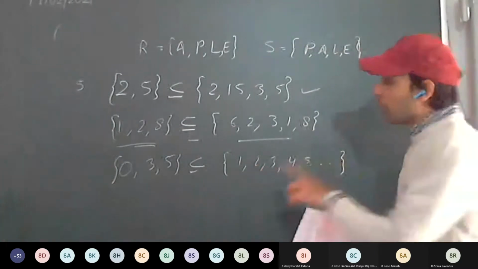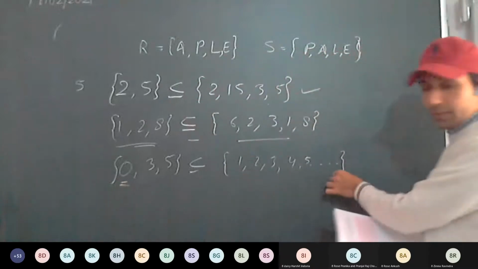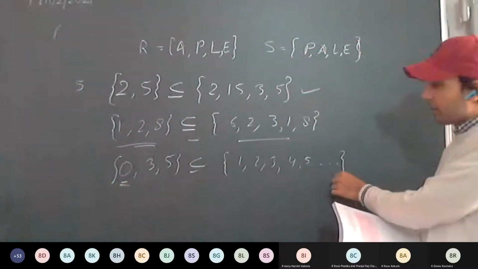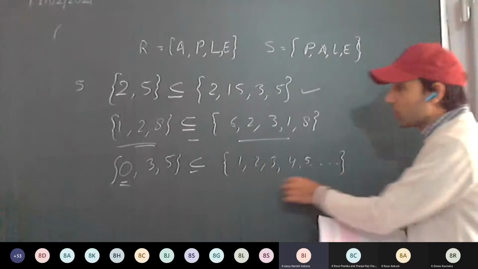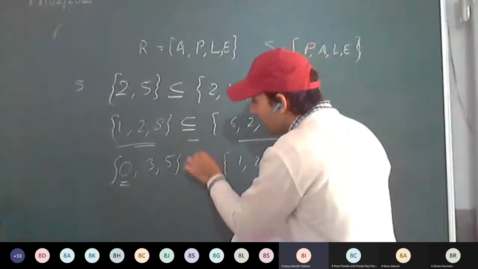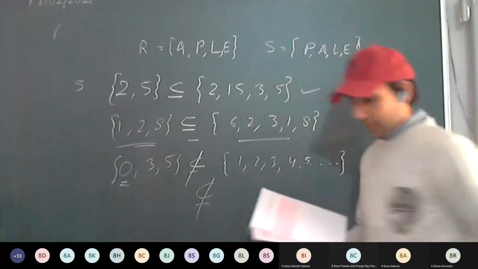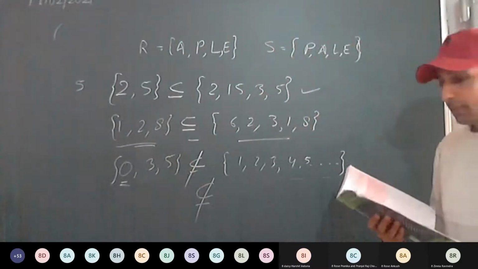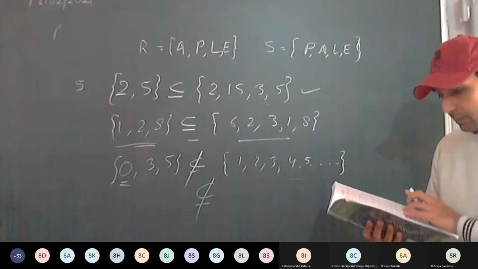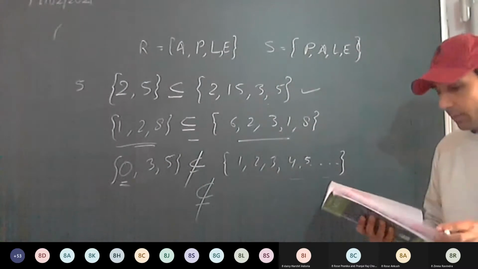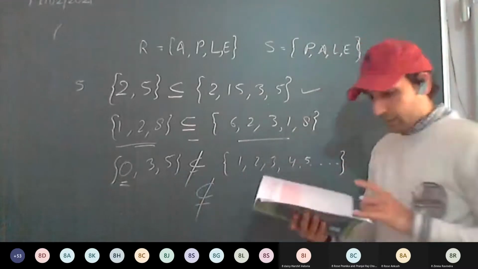Now check whether this is a subset of this one. Take 0. Is 0 present here? No, sir, it's not present. Therefore it is not a subset. Okay, this is clear. It is not a subset of this set.